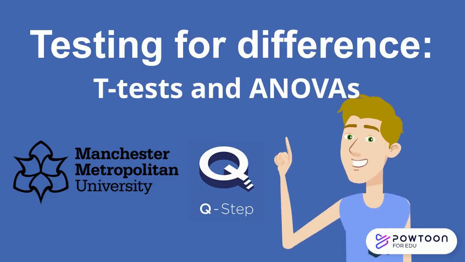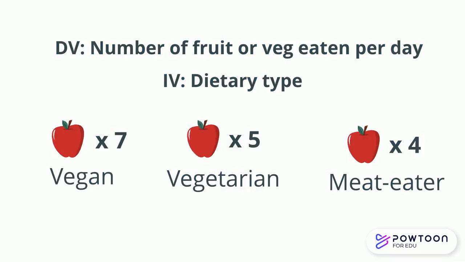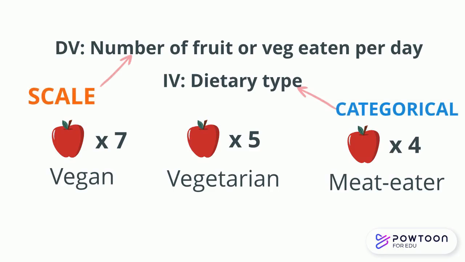Today we're going to be looking at testing for difference and in particular looking at T-Tests and ANOVAs. Testing for difference is a way of looking at the average score for your dependent variable for each category of your independent variable and seeing if there are significant differences between the categories. This requires your dependent variable to be scale and your independent variable to be categorical.